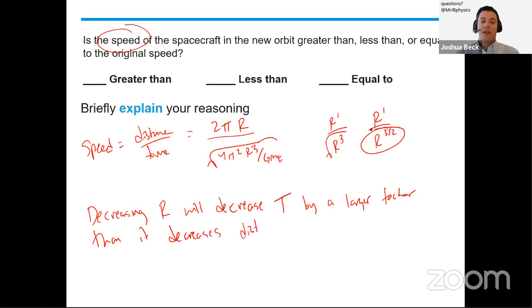So decreasing the radius, it's going to decrease both values. Decreasing the radius will decrease the distance. It will also decrease the time, but not by the same factor. Decreasing radius will decrease the time by a larger factor, right?